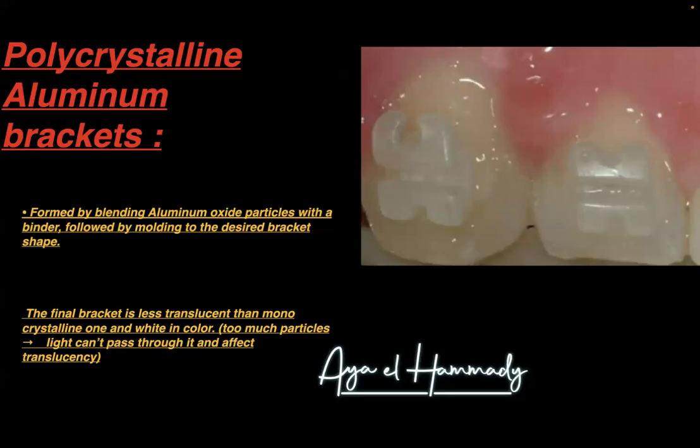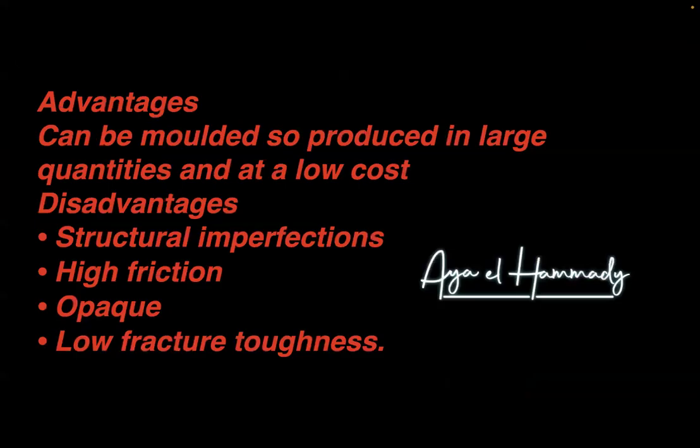The color here is more like a white, okay? White by adding the aluminum oxide particles. It compromises the look, the translucency, okay? Advantage, it can be molded, so you can make a large amount, but yet you need to do the welding process. So it may also have torque problems, imperfect structure, high fracture. And because we're adding the aluminum oxide particles, it's opaque, not translucent, okay?